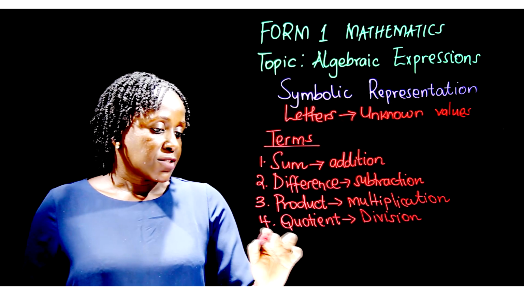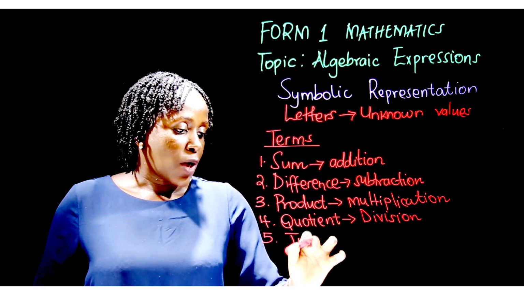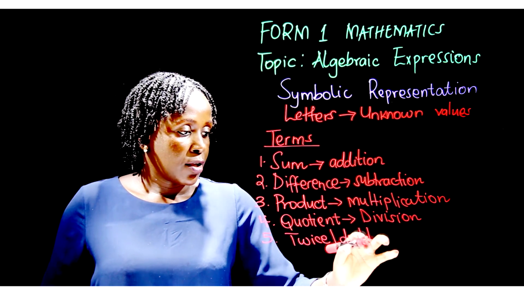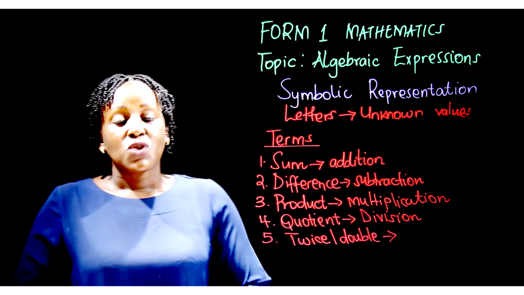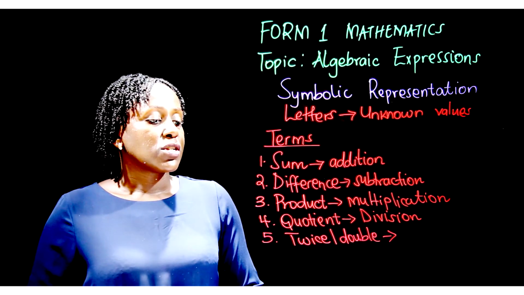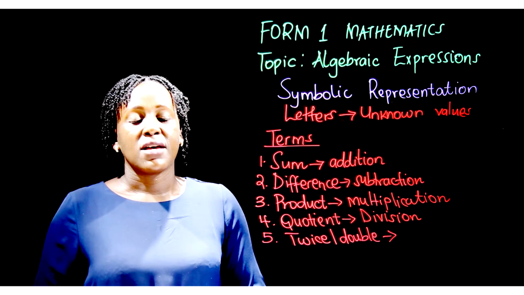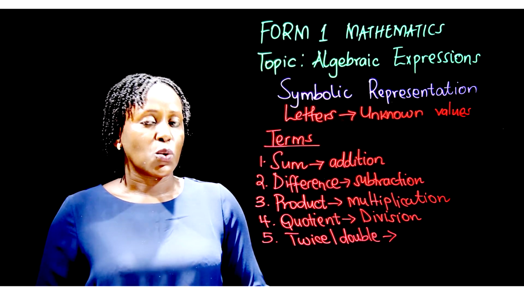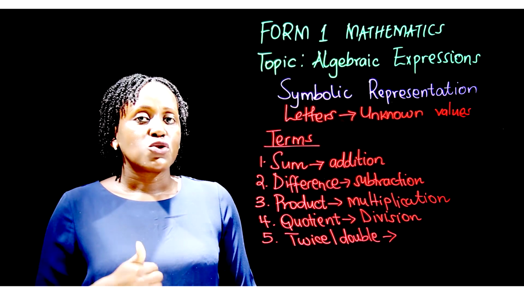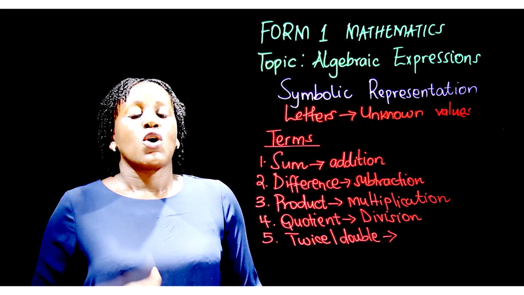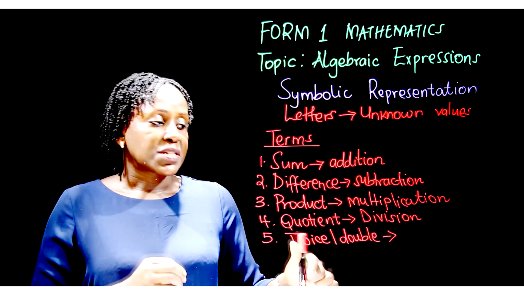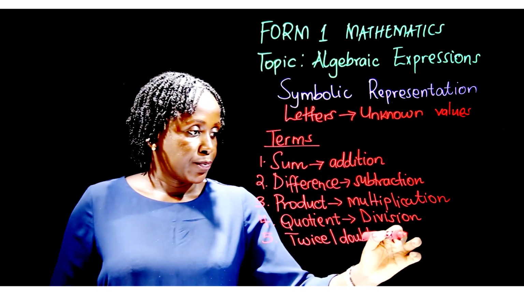The other term that is very common is twice, or double. If you're told that the cost of sugar is 10 shillings and that twice that price gives you the price of bread, what is the price of bread? Twice the price of sugar. That means 2 times 10. Double means times 2. So twice or double represents multiplication by 2.